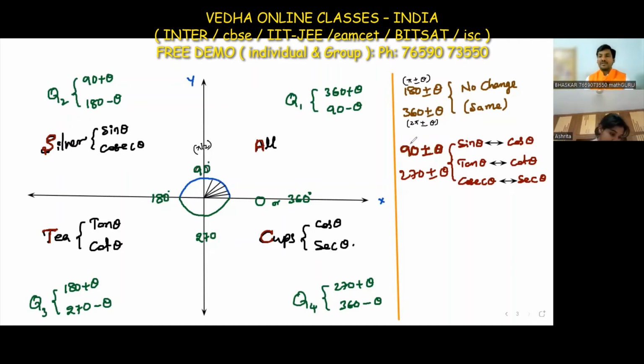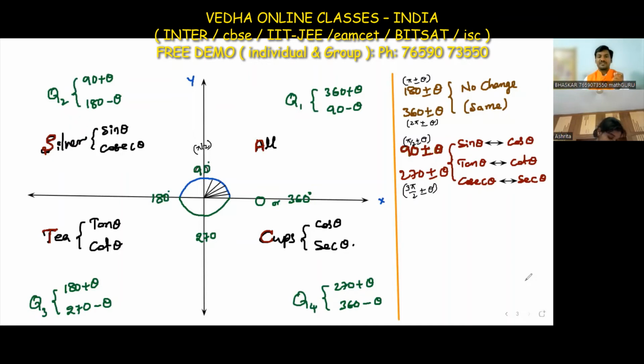What about 90 here? 90 means pi by 2, so pi by 2 plus or minus theta. And 270 is nothing but 3 pi by 2, so 3 pi by 2 plus or minus theta. So that is the same. When we have pi and 2 pi, no change. When we have pi by 2 or 3 pi by 2, then we change.